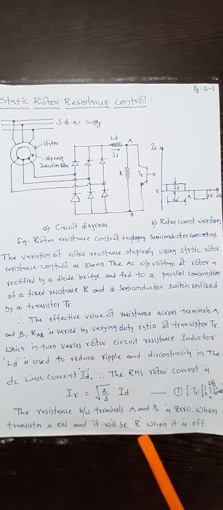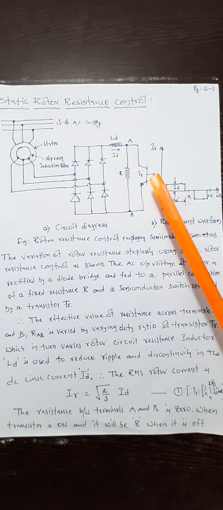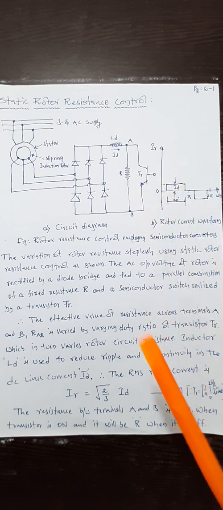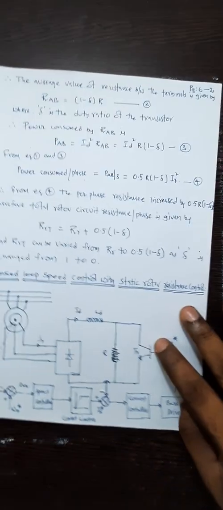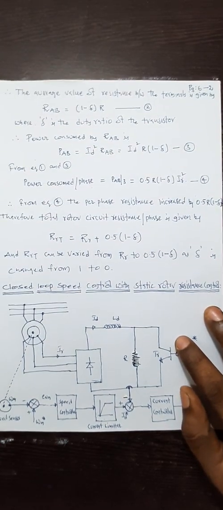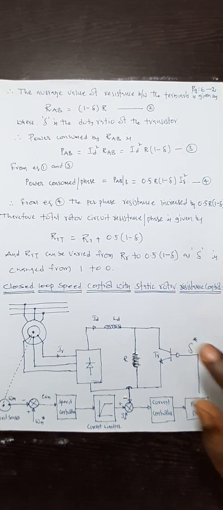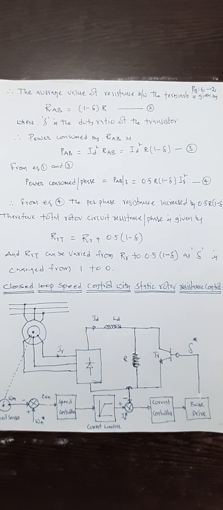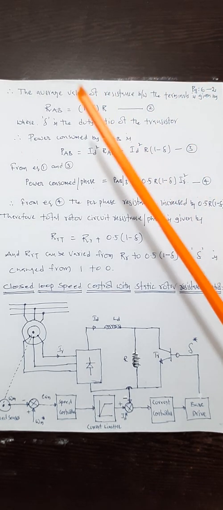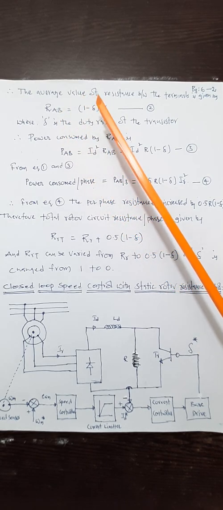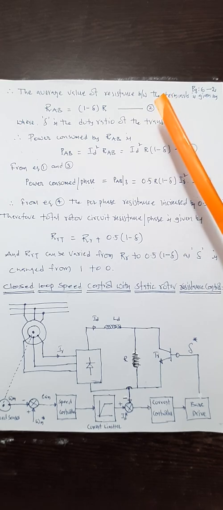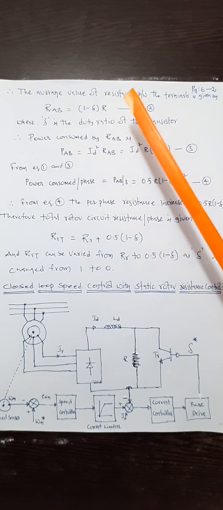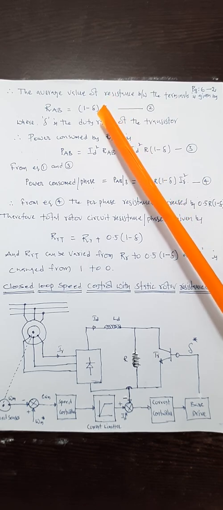So the resistance between terminals A and B is 0 when the transistor is on, and it will be R when it is off. So therefore, the value of resistance between the terminals is given by RAB. RAB is equal to (1 minus delta) into R. This is equation number 2, where delta is the duty ratio of the transistor, which may vary from 0 to 1.